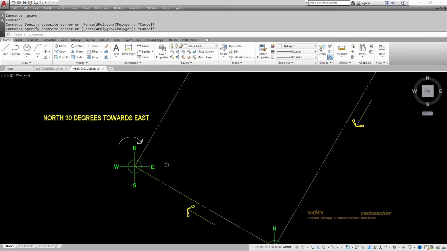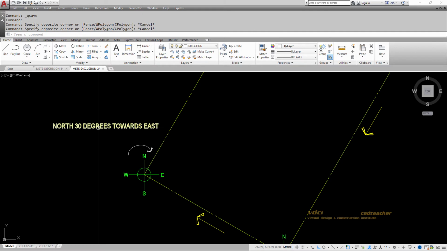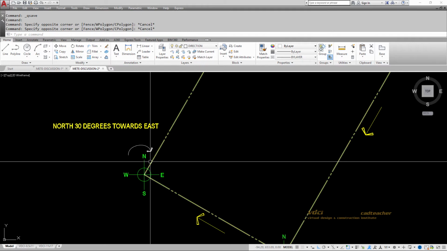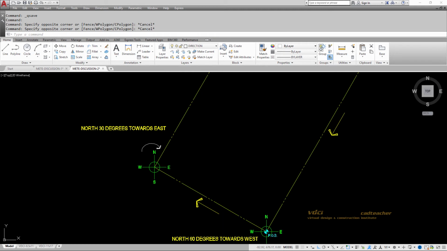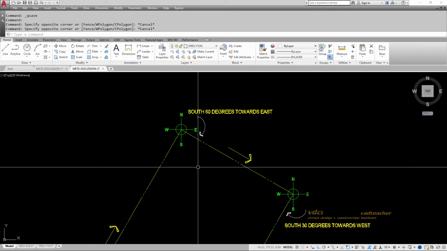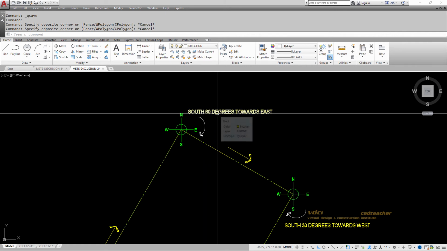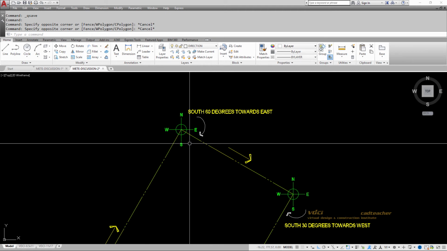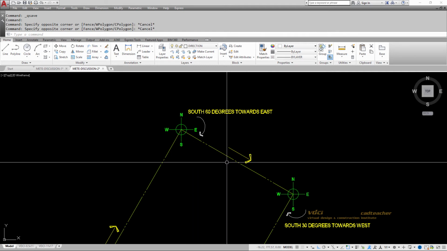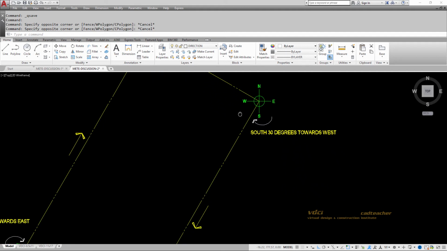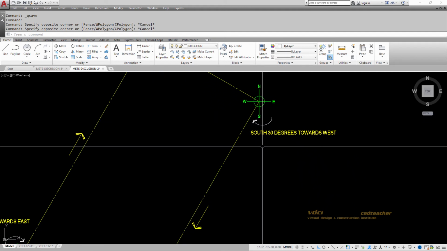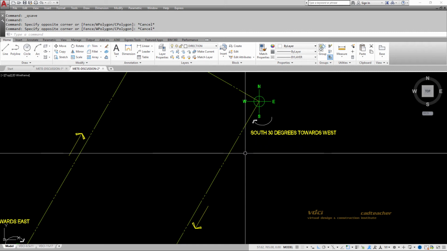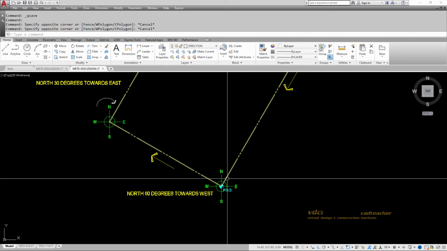If I pan over to here, this next segment is going north 30 degrees towards east. I'm continuing in the same direction. For this next segment, I'm going south 60 degrees towards east. This segment here is in the bottom right quadrant, so it's south 60 degrees towards east. I continue on. This next segment is in the bottom left corner, so it's going to be going south 30 degrees towards west. And it's ending up at the point of beginning.